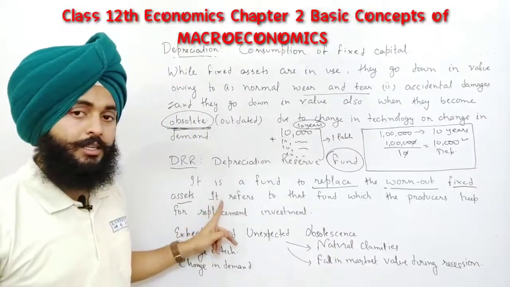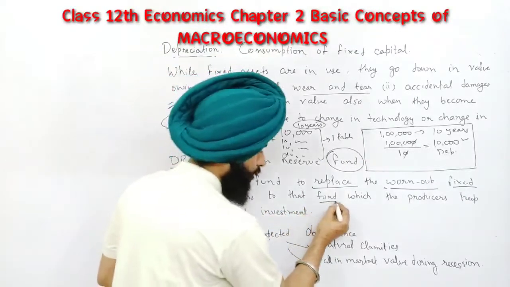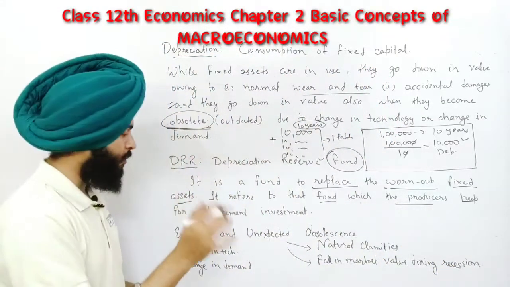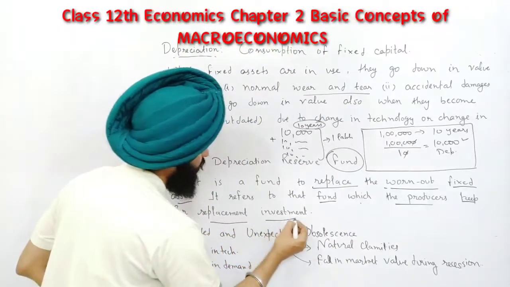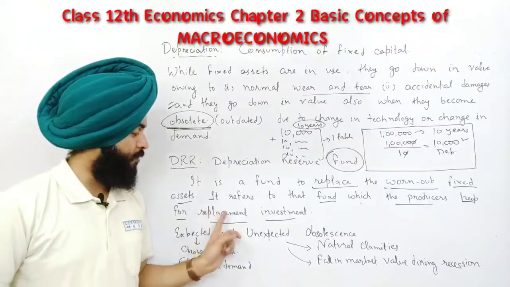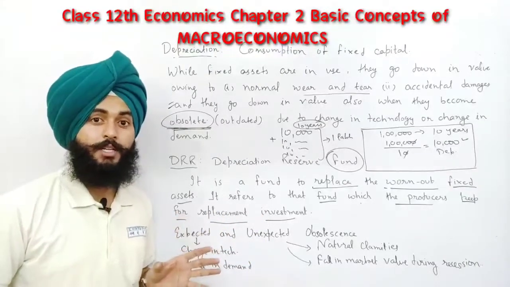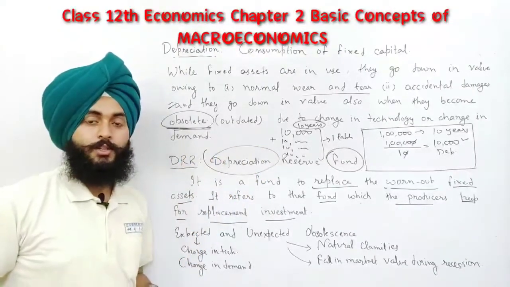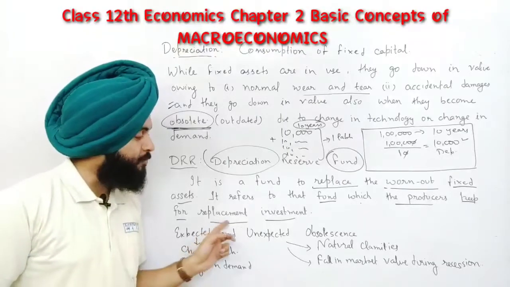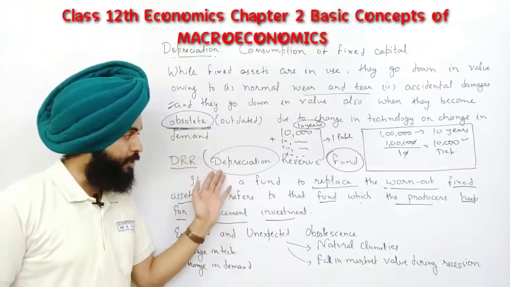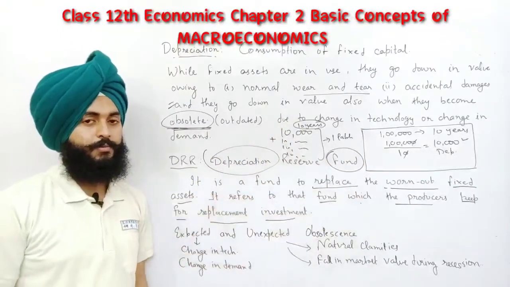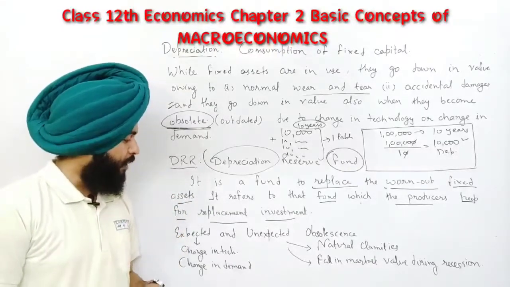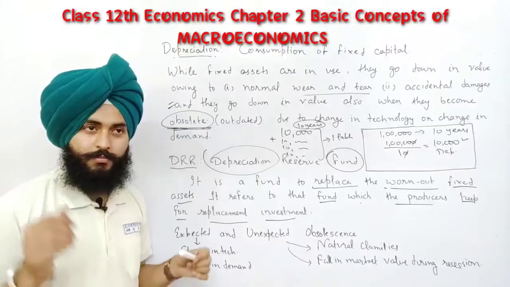And this is another definition. It refers to the fund. It is a fund which the producers keep, producers rakhte hain for replacement investment. These words, replacement investment, refers to depreciation. So the fund which is created for a replacement investment is called depreciation reserve fund, also called DRR.